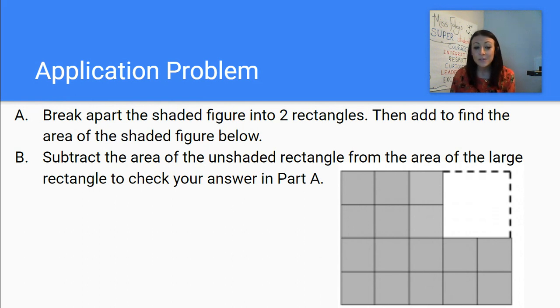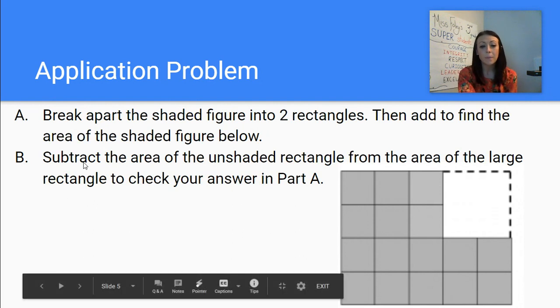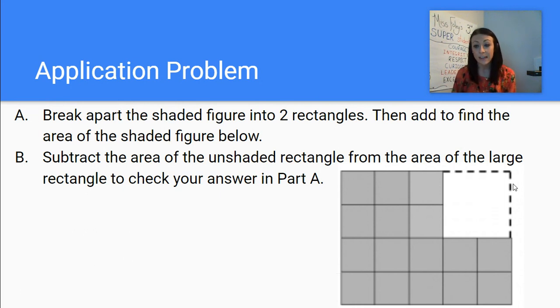Okay, now that you've done part A, do part B. For part B, you need to subtract the area of this unshaded rectangle from the area of the large rectangle. You're going to do that to check your answer, because what you should get as your answer for part B should be the exact same answer that you get for A. This is just using 2 different ways to find the area of that irregular non-rectangular shape that's shaded.